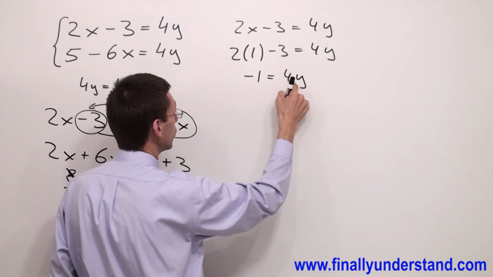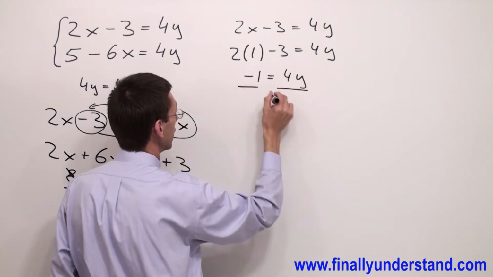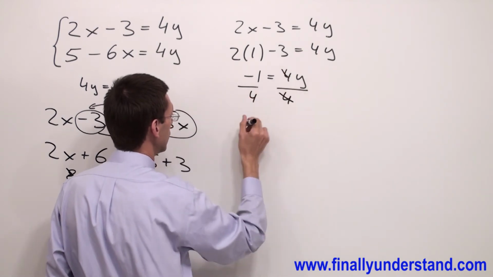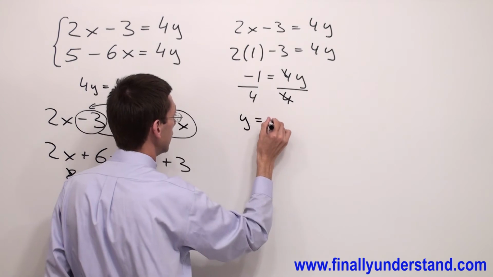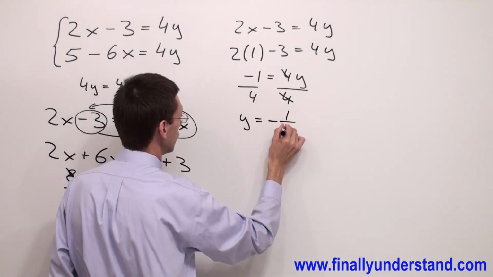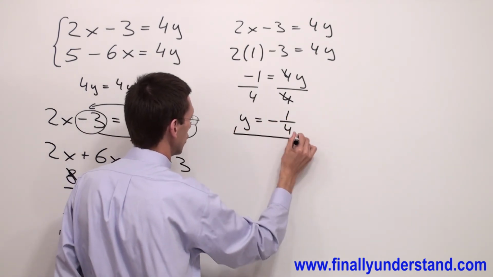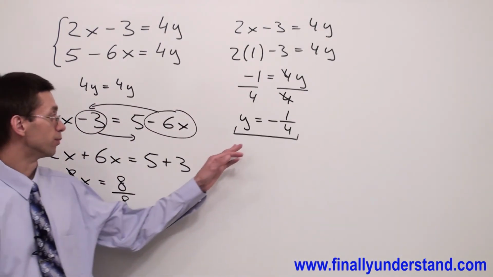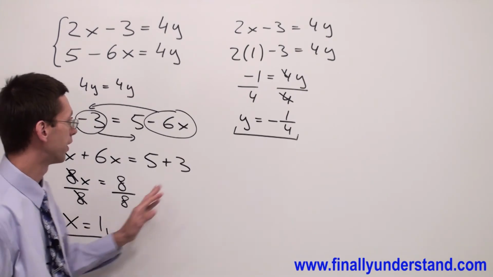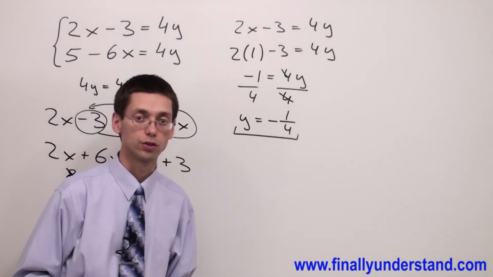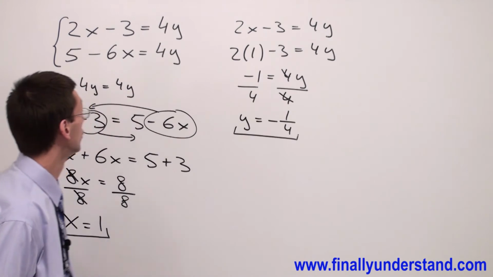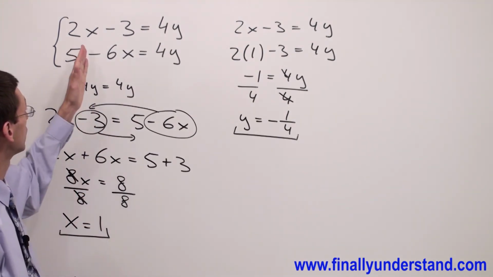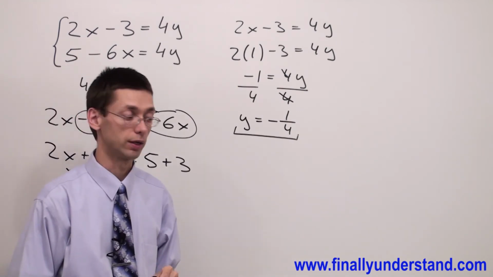In order to find y, I have to divide both sides equation by 4. 4 and 4 will cancel out, and I can say that y is equal negative 1/4. This is my y coordinate. So this is my x and this is my y. In order to verify these two answers, we're supposed to apply them into our original equations and check if the left side of the equation is equal to the right side.